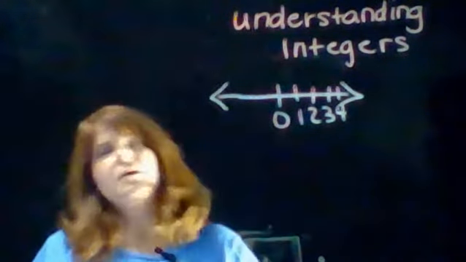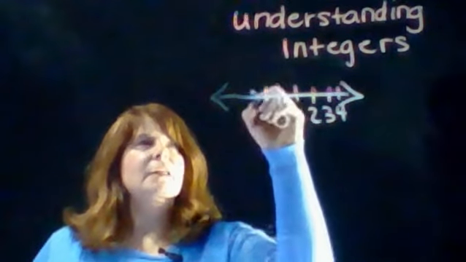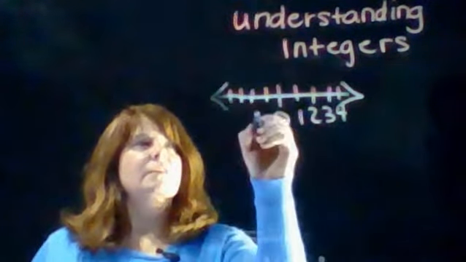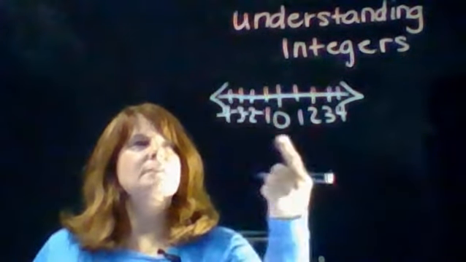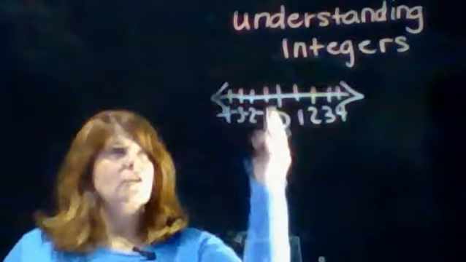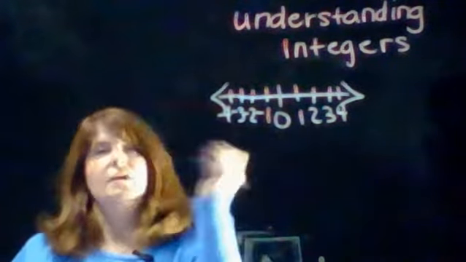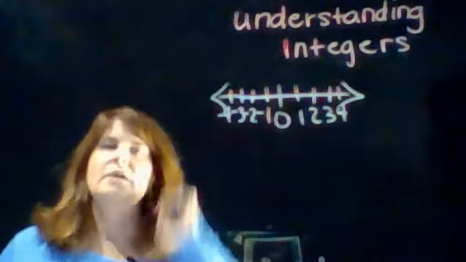So now we're going to talk about integers, which are negative numbers as well. So I'm going to go to the left of the 0 and count by ones, and it would be -1, -2, -3, -4. So as you go to the left, numbers are negative and they just count up from there, and as you go to the right, they are positive.